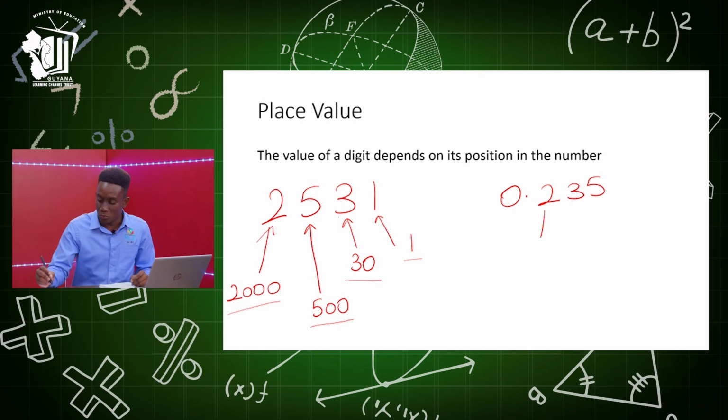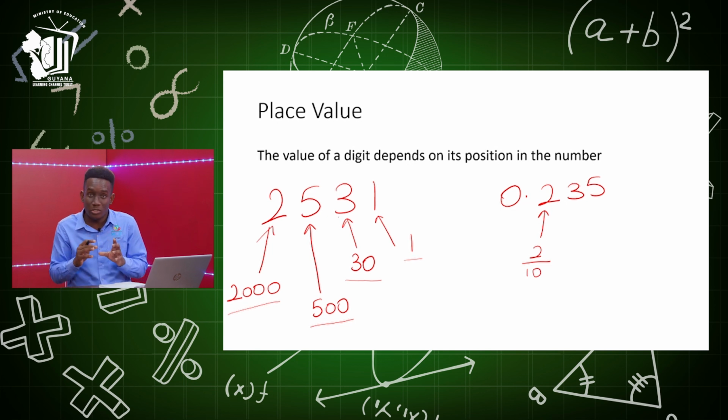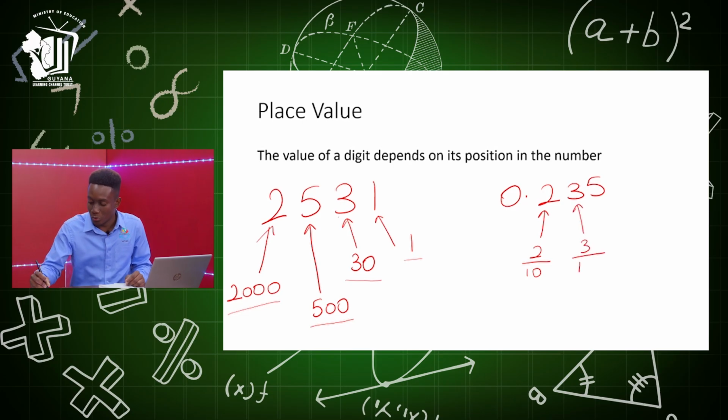So the value of the 2, now we see the 2 is after the decimal point, we're into the decimal part of the number. So the value of the 2 would be tenths, which would be 2 over 10. And the value of the 3 would be hundredths, so the value of this 3 would be 3 over 100. And then the place value of 5 would be 5 over, you guessed it, 1000.